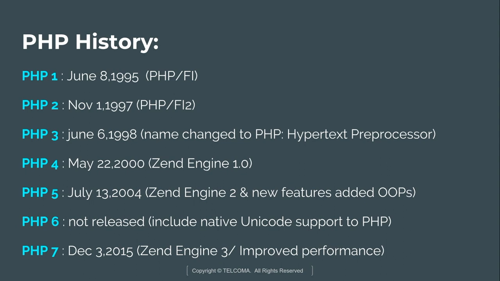PHP 5 was released on July 13, 2004. It used Zend Engine version 2, and new features were added, such as object oriented programming. Next is PHP 6. PHP version 6 was not released, but it was developed, and it includes native Unicode support for PHP. Coming to the last part, the recent version of PHP, PHP 7, was released on December 3, 2015, and it uses Zend Engine 3. PHP version 7 has improved performance compared to the earlier versions. In this tutorial we will use the PHP 7 version.